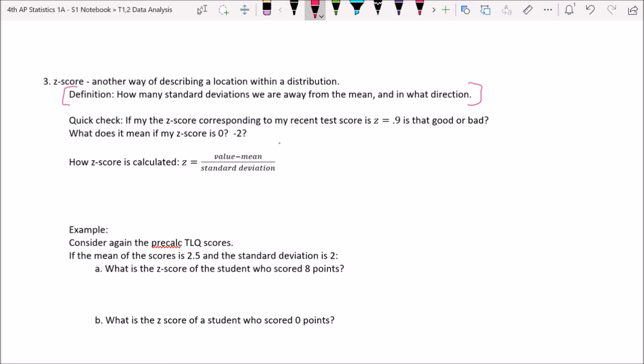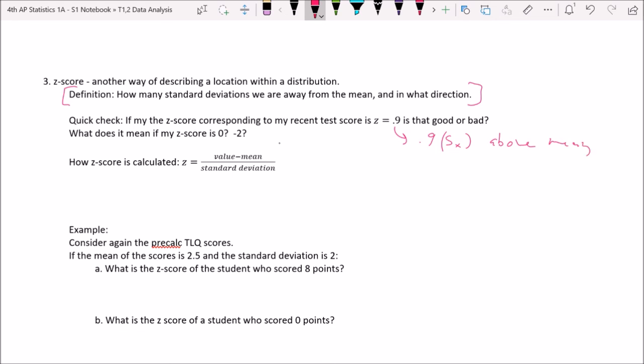If the z-score corresponding to a recent test score is 0.9, is that good or bad? That depends on your goals, right? But it's not bad. What that means is you are 0.9 multiplied by the standard deviation of the test above the mean. So you scored well above average in that case.